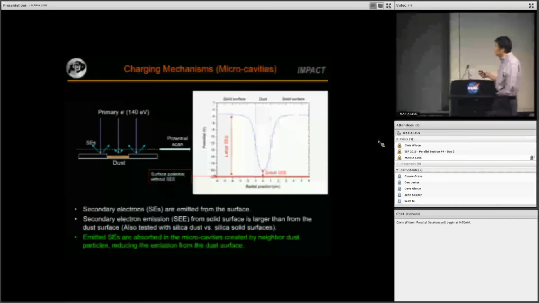And here, the potential on the dust surface stays more negative than the potential on the solid surface, which indicates smaller secondary emission.